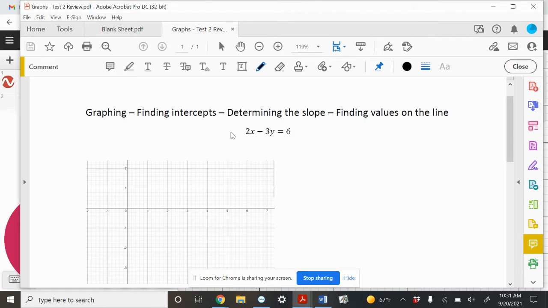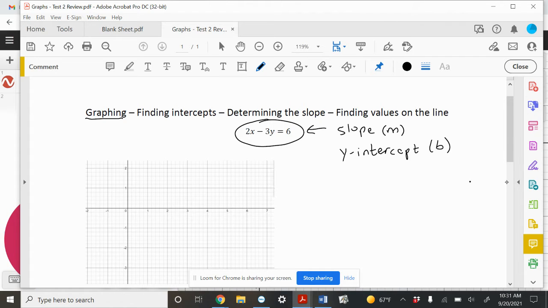So here's our equation, which is 2x minus 3y equals 6. And we want to graph that. So the first thing we're going to do is try to graph that. The best way to do it is to rearrange this equation so that we have our slope, which we call m, and our y-intercept, which we call b. So we're going to look for those two different values once we move everything around.